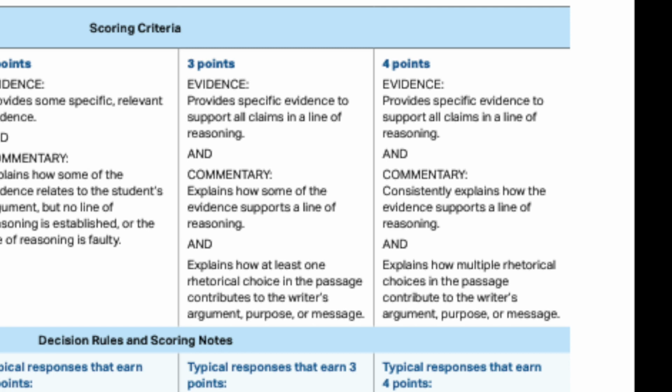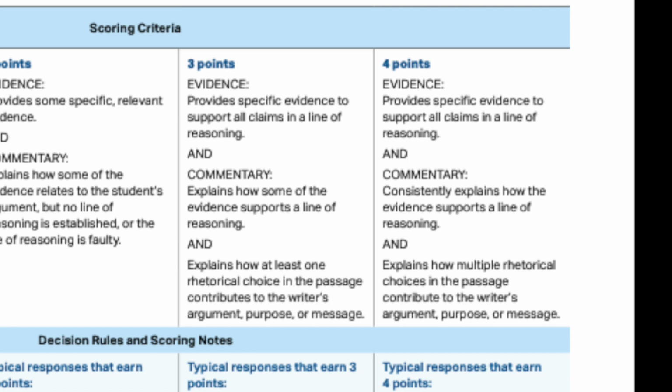how multiple rhetorical choices. So if you can identify rhetorical choices that the speaker chose in order to address elements of a relationship, and you can do more than one, you should be in the 4-point range here.